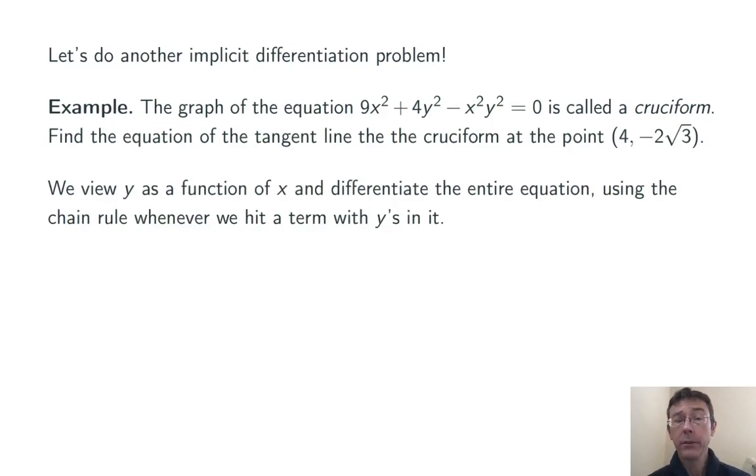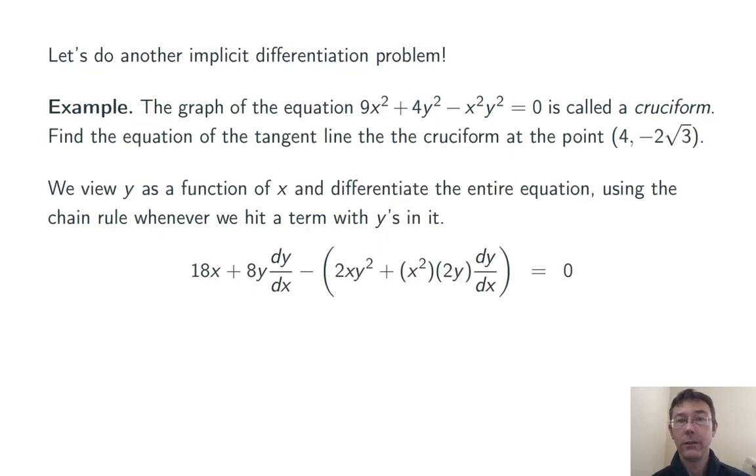So when we're doing implicit differentiation in a problem like this, we want to view y as a function of x, even though it's technically not, and then differentiate the entire equation with respect to x. Whenever we get to a term with a y in it, we're going to have to use the chain rule because y is being viewed as a function of x. So we differentiate the entire equation.